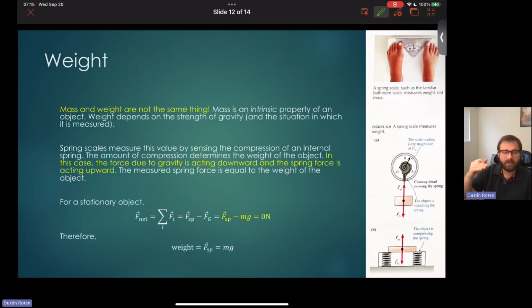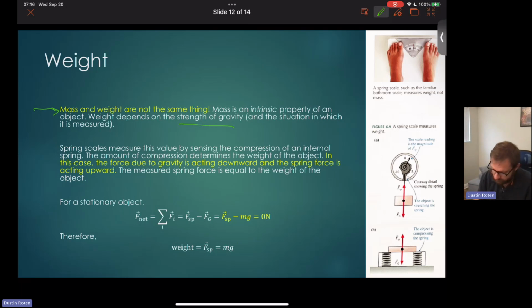All right, so with this idea of mass and gravity acting on it, we could talk about weight. With weight, you need to know that it's not the same thing as mass. So this is super important. Mass and weight are very different things. Mass is that intrinsic property of an object that's always the same no matter where you're at. You could put something on the moon, it has the same mass, but the weight depends on the strength of gravity, and the situation in which it's measured.